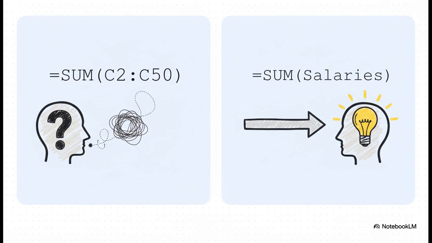And this slide right here, this is the aha moment. Look at the before formula, equals SUM(C2:C50). What is that? I have no idea. You have to scroll over and see what's in those cells. But the after: equals SUM(salaries). Instantly, you know exactly what that formula does. No hunting, no guessing. That's the magic right there.